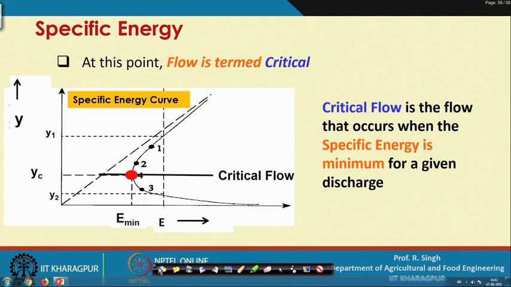And this is very important in flow regime, because a lot of developments depend on this critical flow identification, and we will see this in later parts of the lecture.